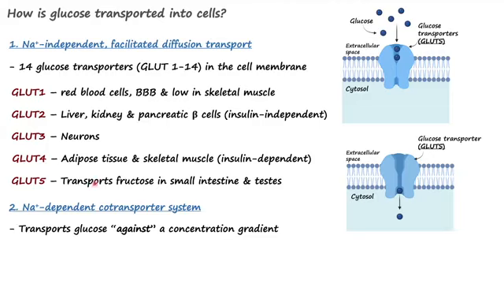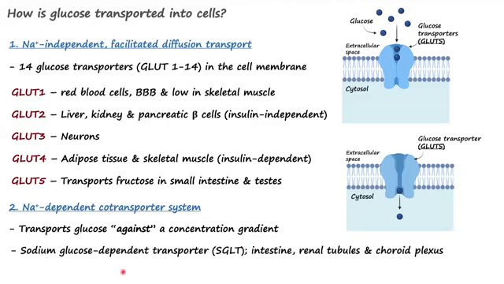Therefore it is called a sodium dependent co-transporter system, and the transporters responsible for transporting glucose in this manner are called sodium glucose dependent transporters, also known as SGLT. They are heavily expressed in the intestine, renal tubules, and choroid plexus.